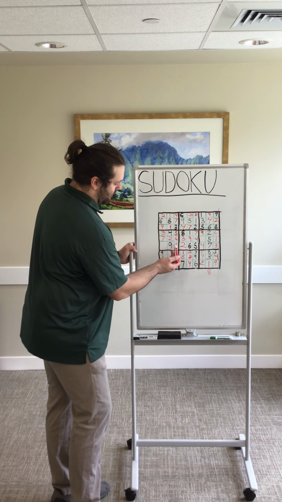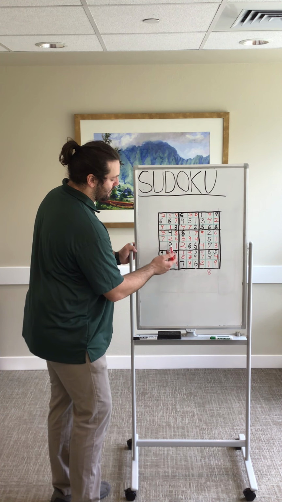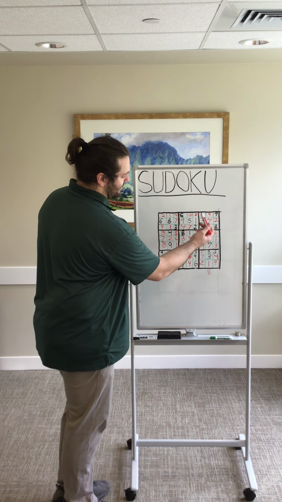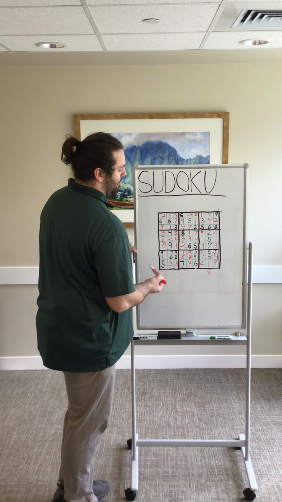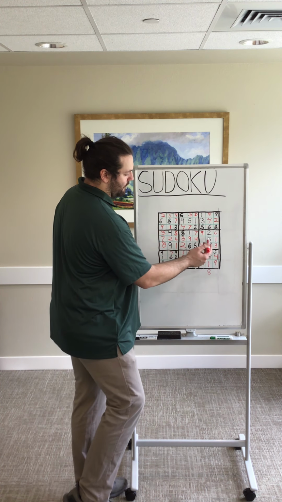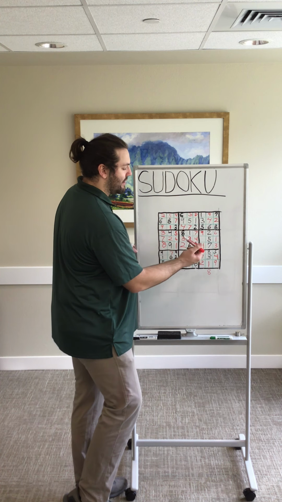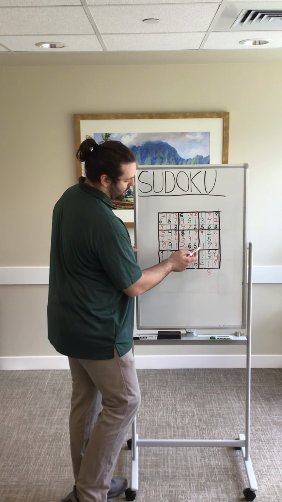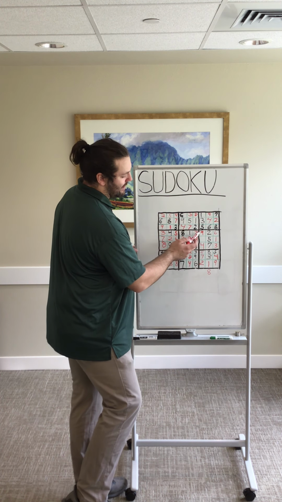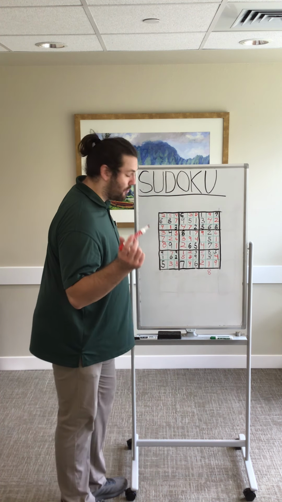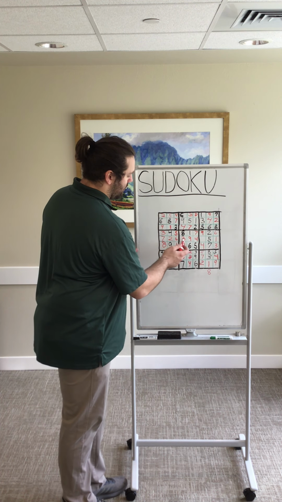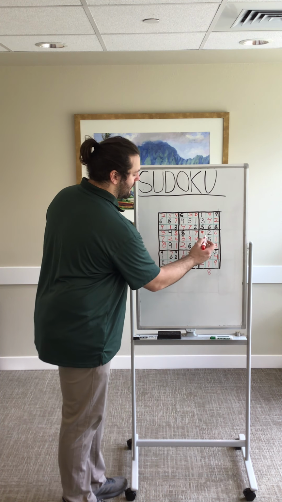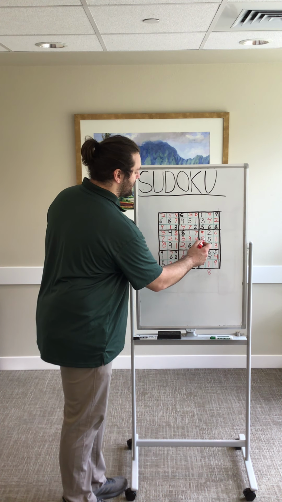Just to double check, we have 1, 2, 3, 4, 5, 6, 7, 9. Missing the 8, perfect. And then going over to the last cell, we see the block has 1, 2, 3, 4, 5, 6, 7, 9, missing the 8. Also the vertical column 1, 2, 3, 4, 5, 6, 7, 9, missing the 8. And the horizontal row 1, 2, 3, 4, 5, 6, 7, 9, missing the 8. That's beautiful. Everything checks out.